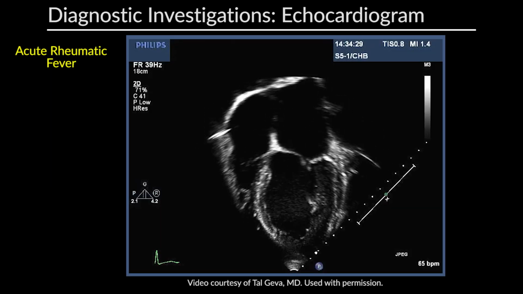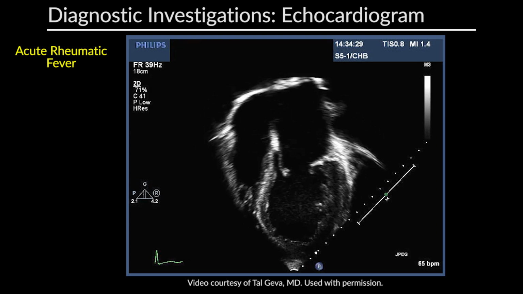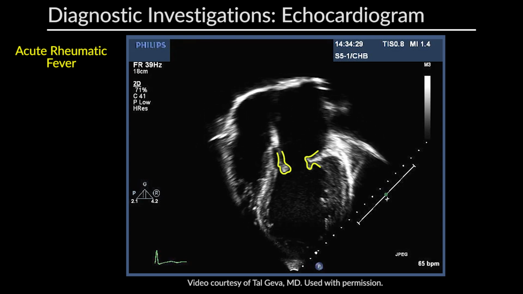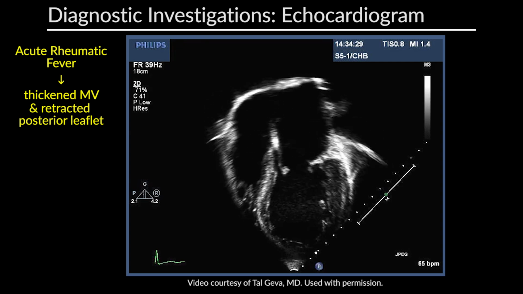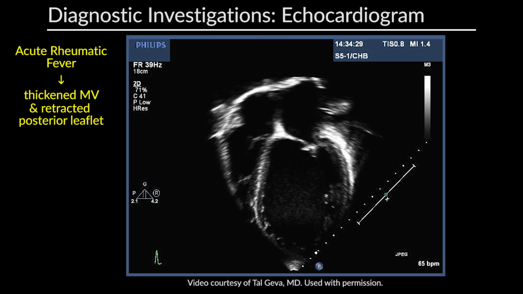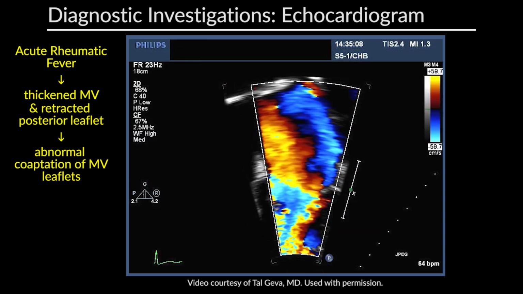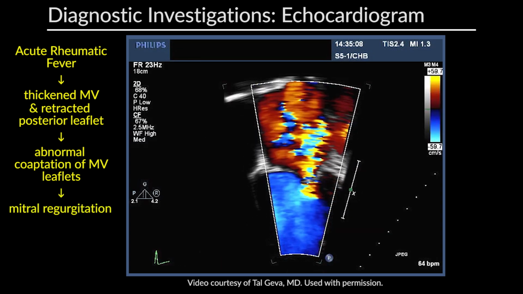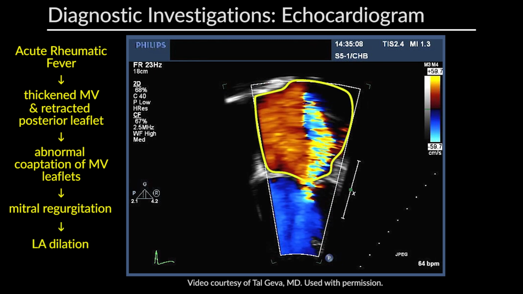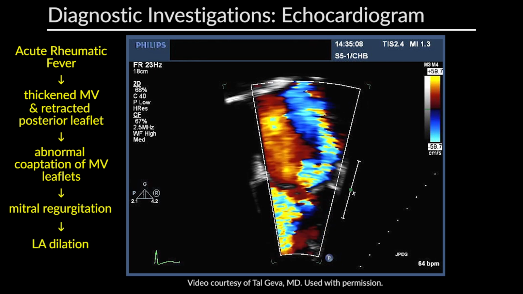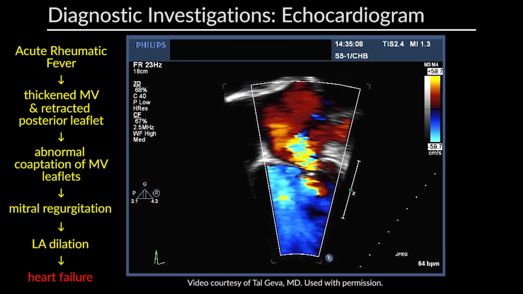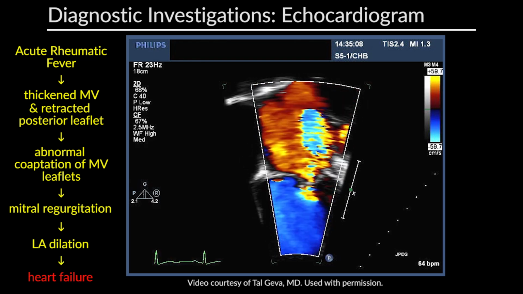This echocardiography image shows a severely damaged mitral valve which is thickened. Look at the posterior leaflet, which is also retracted. And during systole, there is a very bad coaptation of the mitral leaflets that results in massive mitral regurgitation and dilation of the left atrium. This patient was admitted for severe heart failure due to rheumatic heart disease.